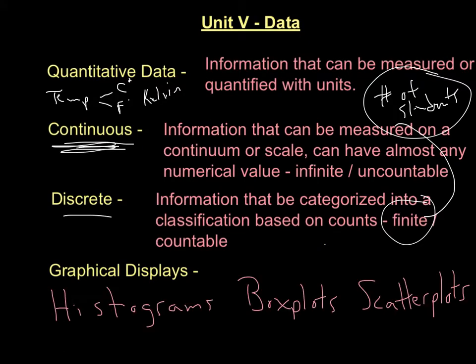Now, the types of displays that we could use to display quantitative data, right? Graphical displays, histograms, that's where we're going to focus our attention in this video, box plots in a later video, and scatter plots. And scatter plots are for bivariate data. So you generally have 2 variables. Box plots and histograms will focus on 1 variable per picture. All right, let's move on.